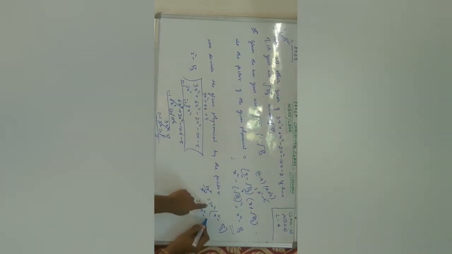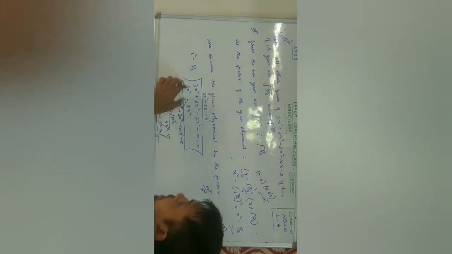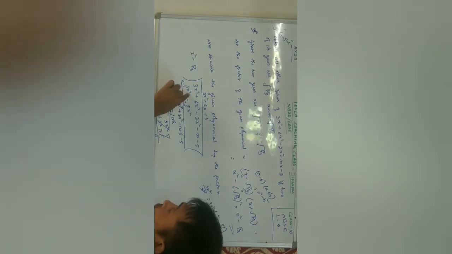Then 3x squared into 5/3. The 3 and this 3 can be cancelled. So what is left here? 3 x to the power 4 minus 5 into x squared, which becomes 5x squared. So we have written it here: 3x to the power 4 minus 5x squared. I hope all of you are understanding it.